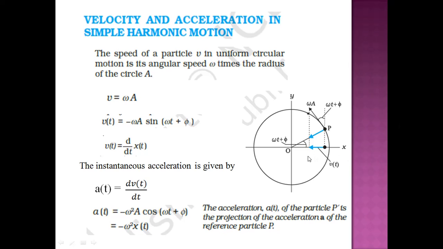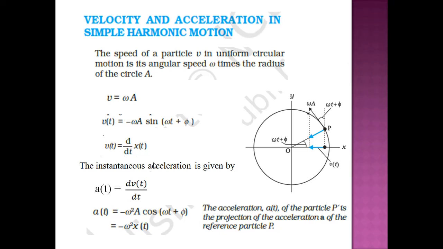Here I have the same diagram drawn again. We have the particle P, the projection of particle P here, P dash, and then we have omega A, which is the velocity, and this is the projection of the velocity on the x-axis, and this is acting inwards. So velocity will be opposite in direction. Velocity is omega into radius, and here the radius of the circle is capital A.